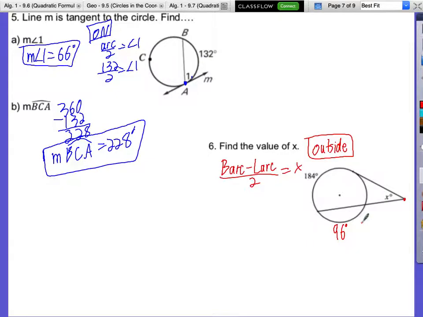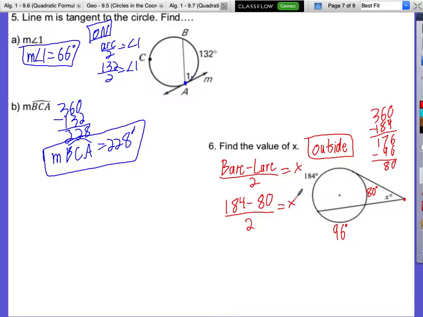Here's the thing. What's the big arc here? 184, okay? Do we know our little arc right now? No, but we can find it. How can we find it? 360 minus 184, and then you also have to subtract that 96. Oh yeah, my bad. And it ends up being 80 degrees, okay? You know all three arcs make the circle of 360 degrees, so take away 184, take away 96, and you get 80. So it'd be 184 minus 80, the little arc, over 2, is equal to x.